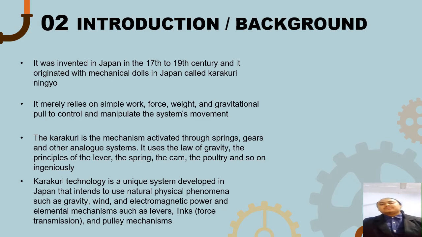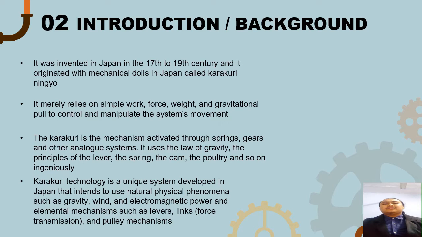Introduction and background for the Karakuri system. It was invented in Japan in the 17th to 19th century and originated with the mechanical dolls in Japan called Karakuri Ningyo. Its movement relies on simple workforce, weight and gravitational pull to manipulate the system movement. The Karakuri system is used in the production line to transport goods from one workstation to another without requiring any power. Besides, Karakuri is well known as a mechanical device using natural physical phenomena such as gravity force and electromagnetism and elemental mechanisms such as spring, lever and rollers.